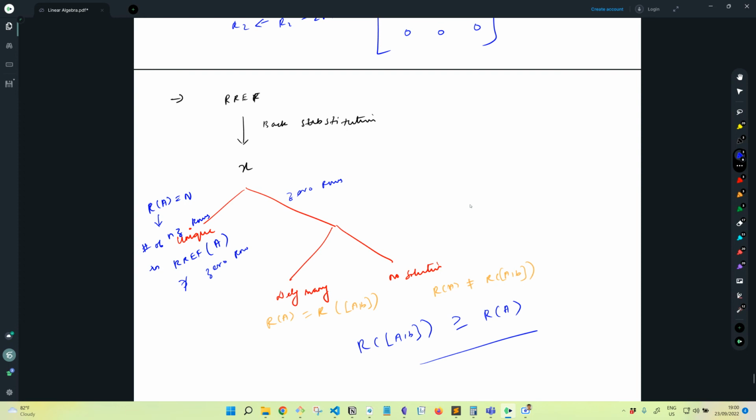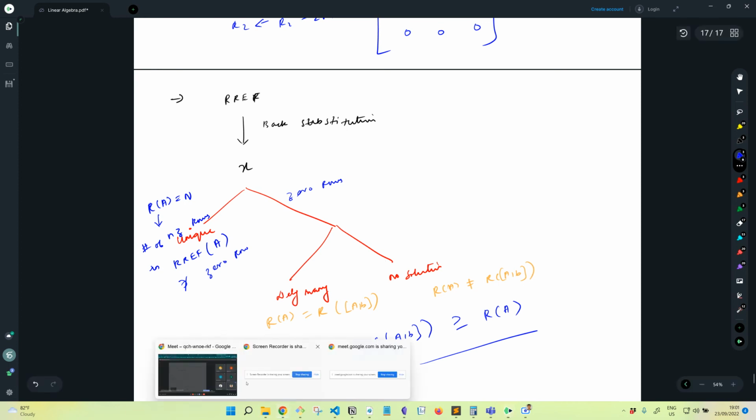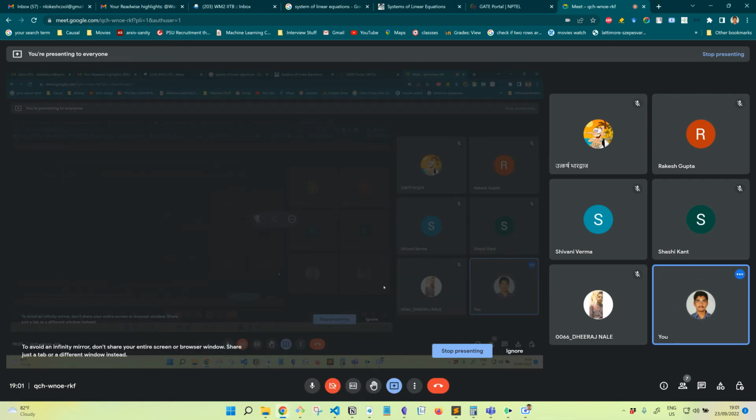Is this diagram clear to all? Is there any doubt? Okay, I assume there is no doubt. Actually, going forward, from next class, we will solve previous year GATE questions.